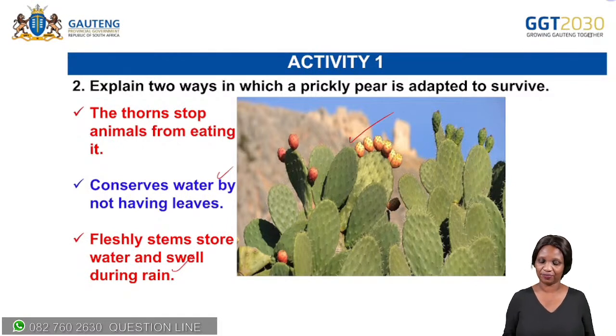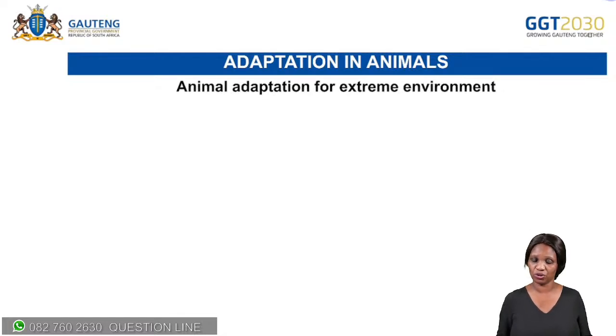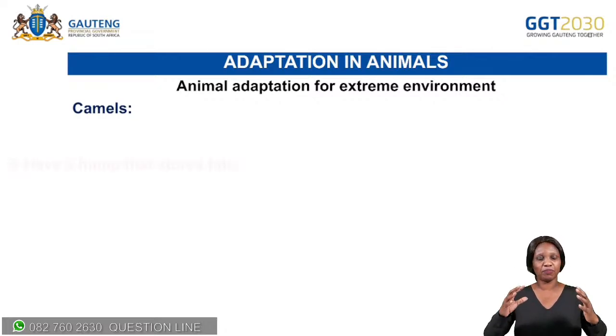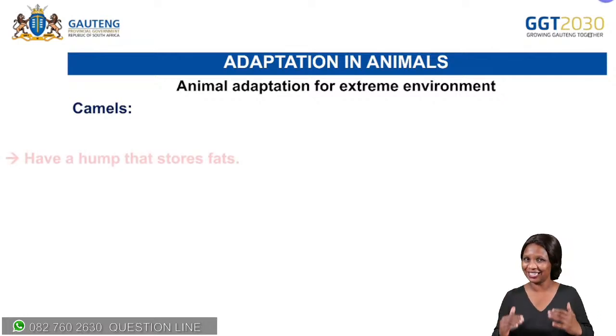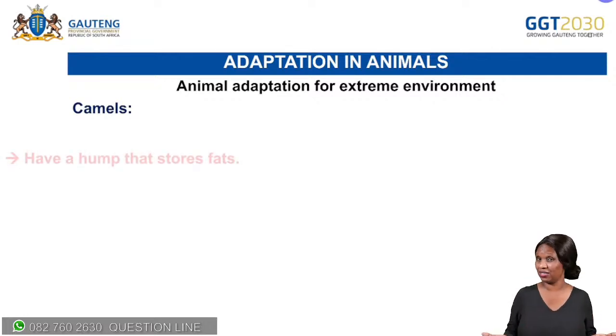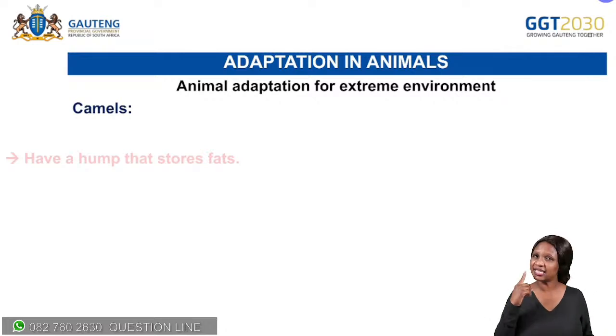All right. And then let's look at adaptation in animals. Animals adapt to extreme environments. When they adapt to extreme environments, they adapt because they need to survive. If an animal doesn't adapt, it doesn't survive. It will die eventually because it would have failed to adapt. It would have failed to change. It needs to change. Do you get it?